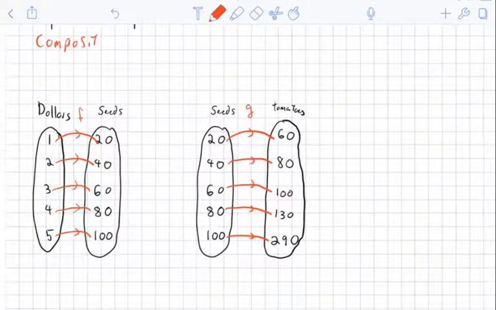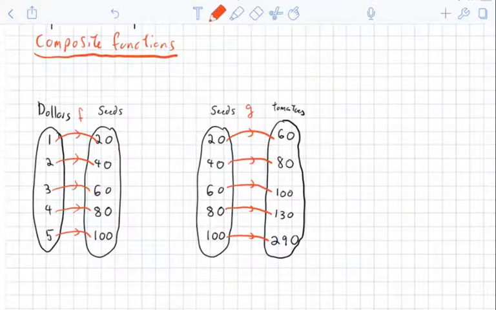Composite functions. So let's say you're a farmer. You want to grow tomatoes. So what you do is you start off with a certain amount of money.